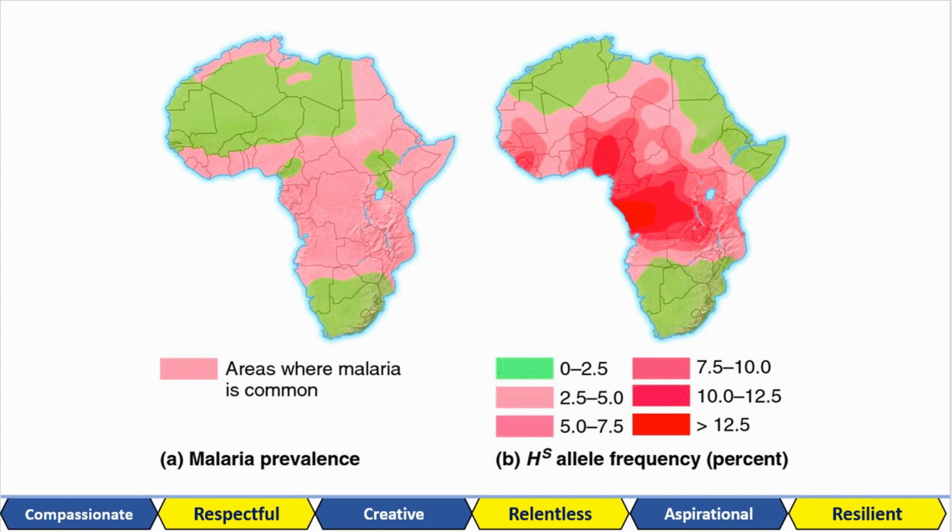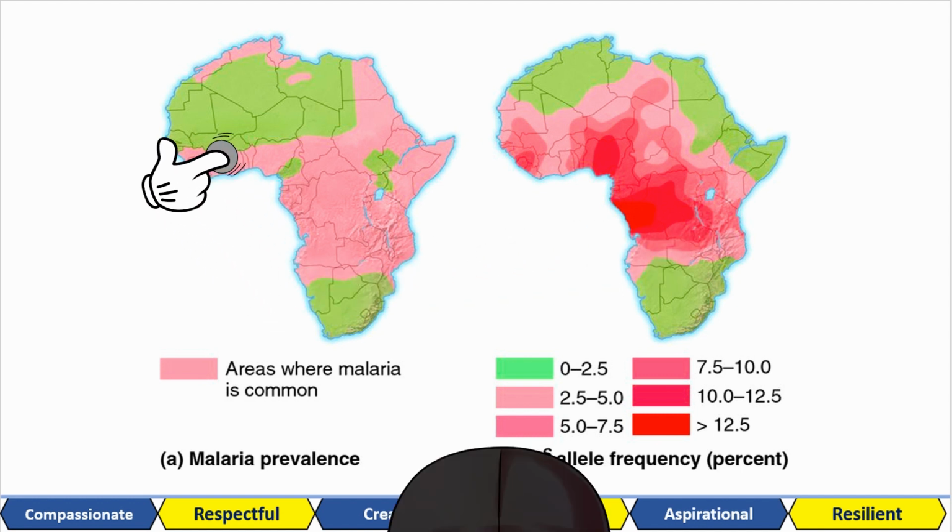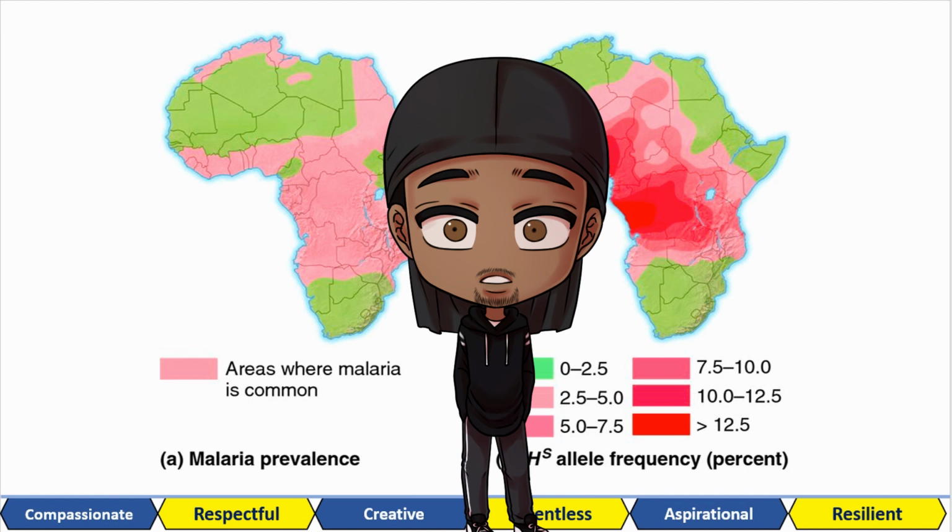Just look at this diagram. You see that the regions that have high rates of the sickle cell allele are also areas that tend to have a lot of malaria. Are you done now? Yep, wasn't that amazing? Oh my God! Wow!